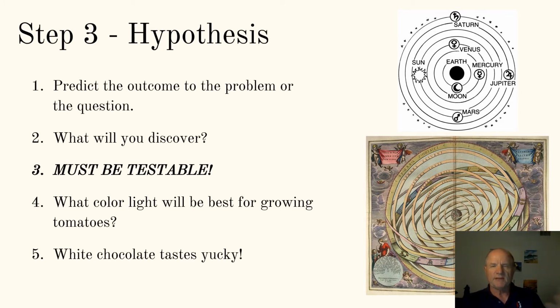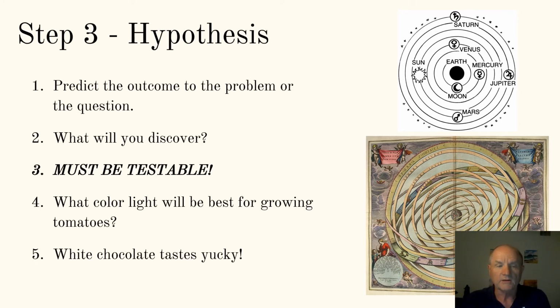So, from examples here, number 3 is a very key point. Point number 3 here: your hypothesis must be testable. In order for it to be a valid hypothesis, it must be testable. This was one of the questions that a lot of you got wrong on the pretest. In order for a hypothesis to be valid, it has to be testable. So let me give you an example.